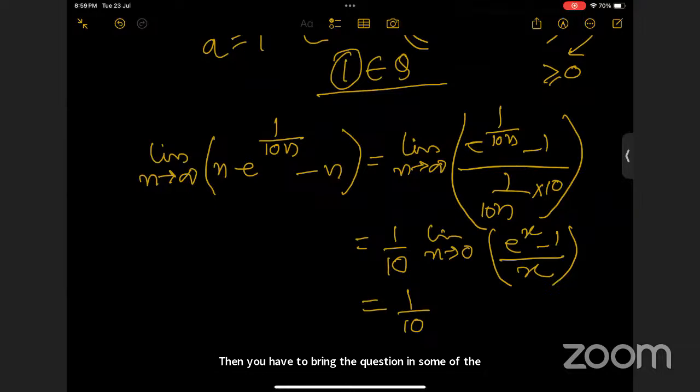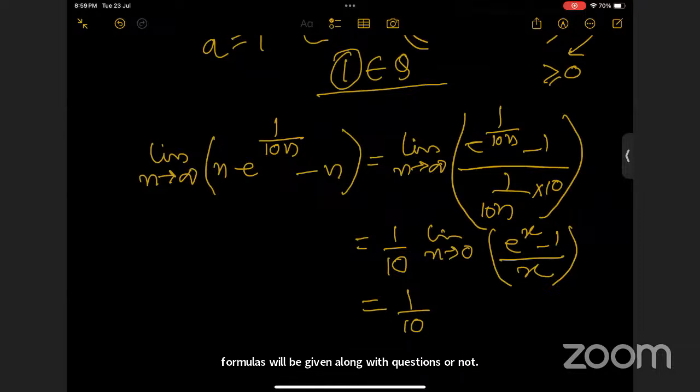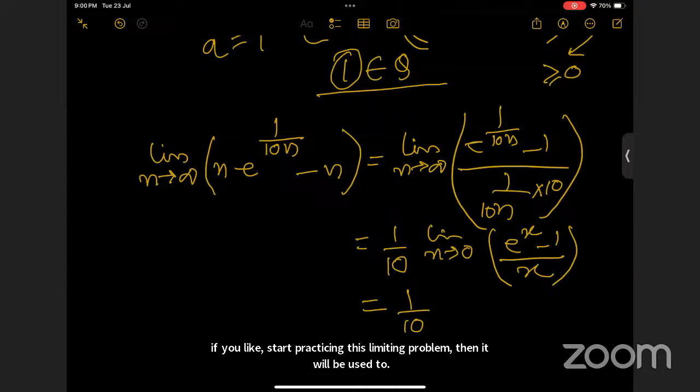Will these formulas be given along with the questions? I don't think the formula will be given along with the question. You have to keep them in your mind, like sin x by x, log of 1 plus x by x. There are at most 8 to 9 formulas that you have to remember. If you start practicing these limit problems, you will get used to it. So don't worry about that.